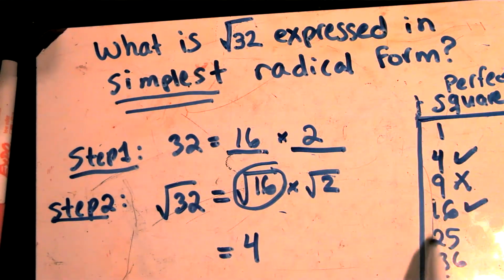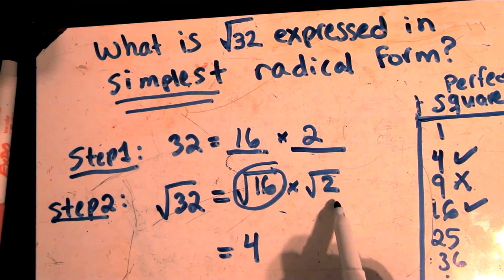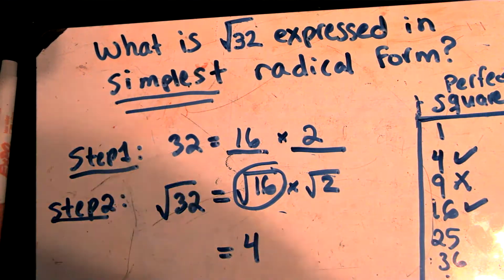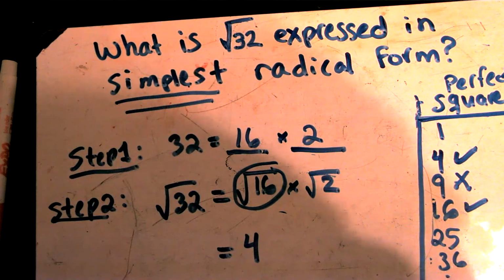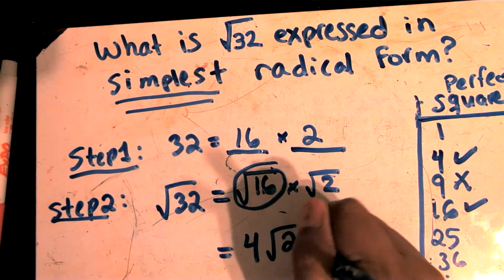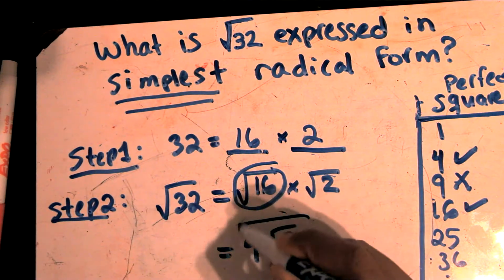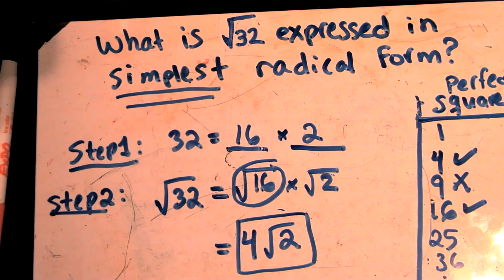2 is not in the list of perfect squares. If we were to put this in the calculator, we would get an irrational number that goes on forever, that we can't actually put down on paper. It would be like 1.41... So if this number is not a perfect square, then you just leave it in its radical form. So this is the simplest way that radical 32 can be simplified.